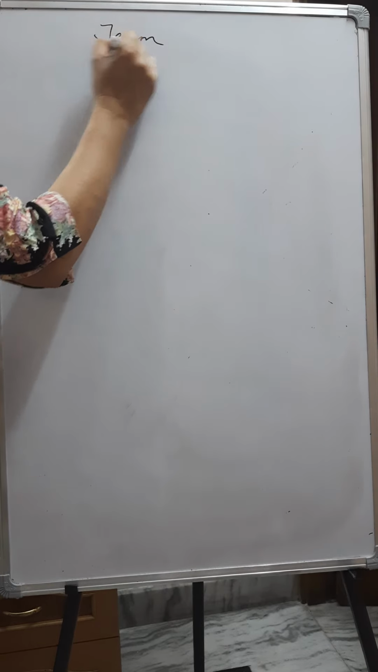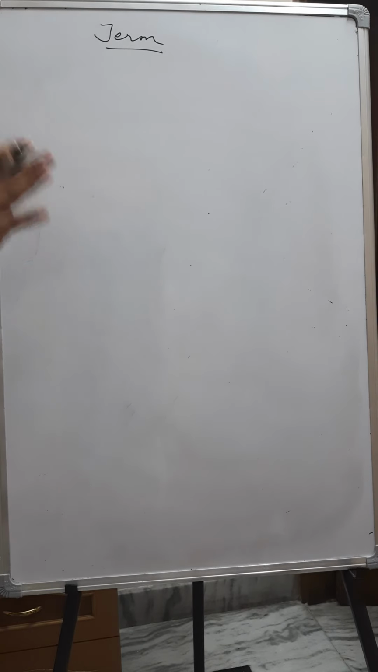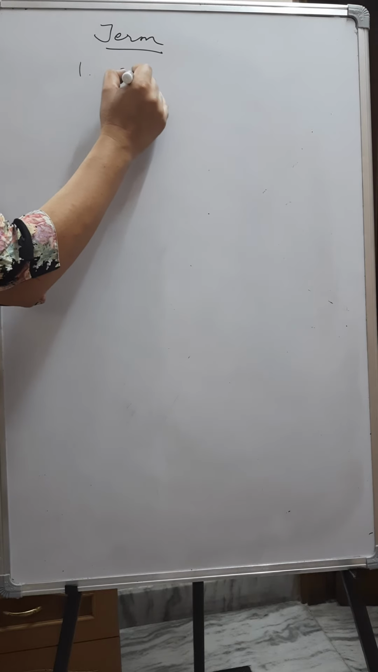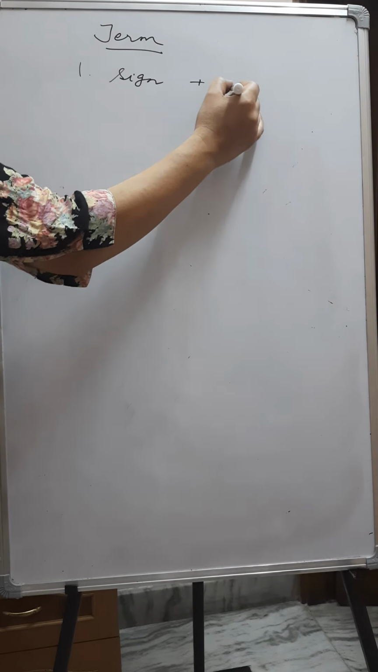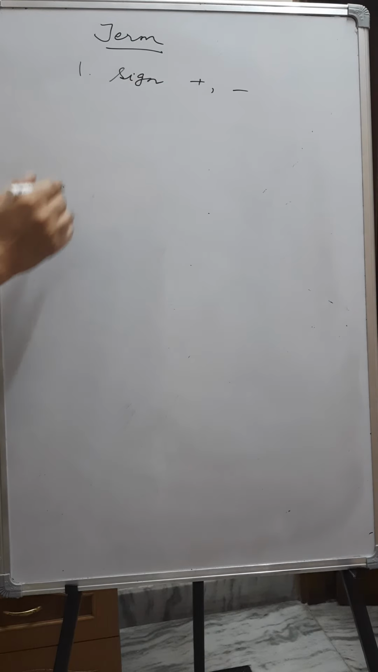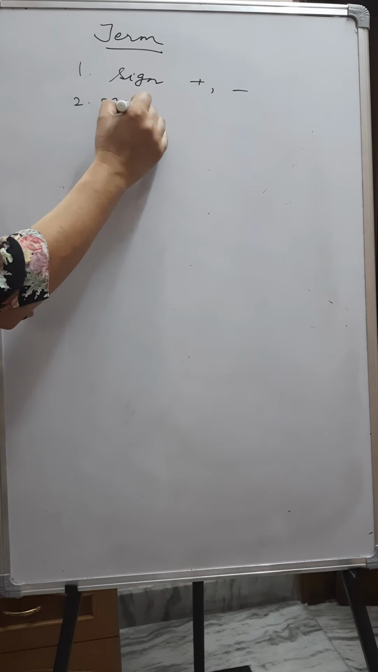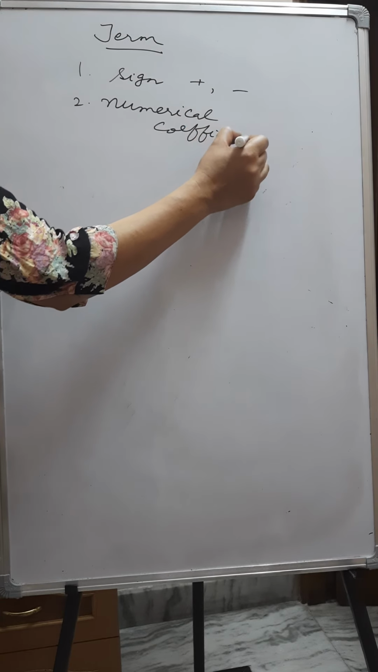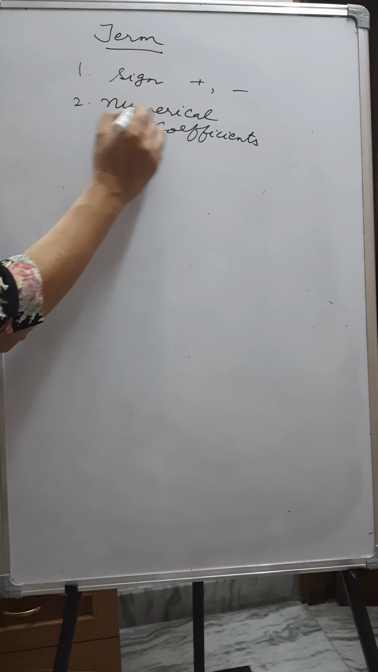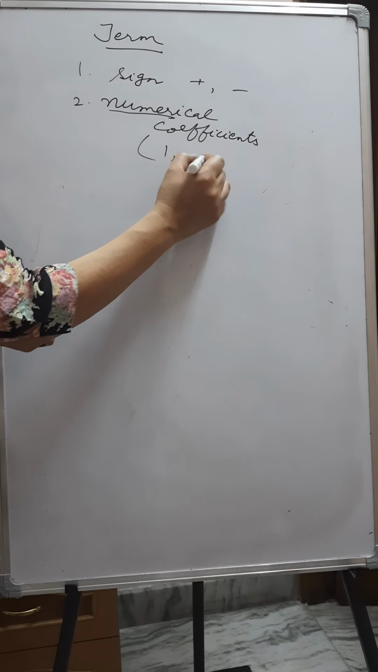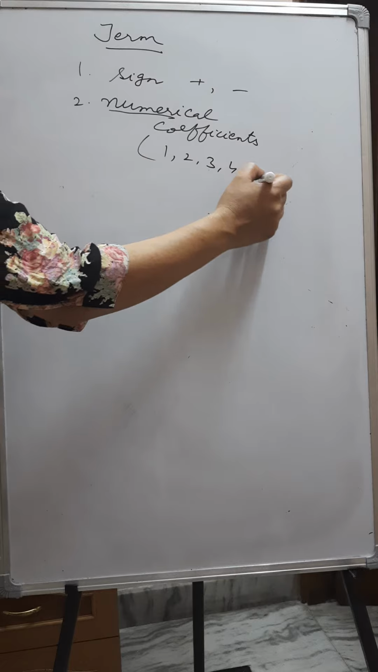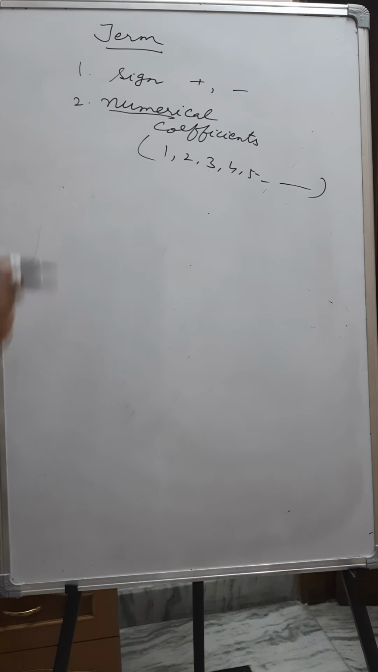It consists of the term. The first and most important thing, the basics of algebra, is the term. A term consists of four things. First one is sign. Sign is of two types, either plus or minus, either positive or negative. Second thing is numerical coefficient. Numerical means numbers, 1, 2, 3, 4, 5, and so on. These numbers are the numerical coefficient. Sign must be there, numerical coefficient must be there.